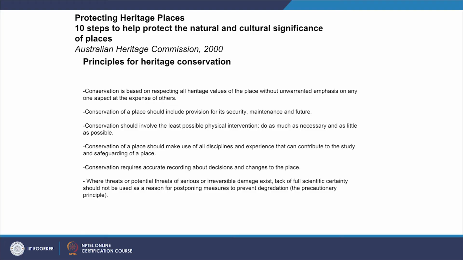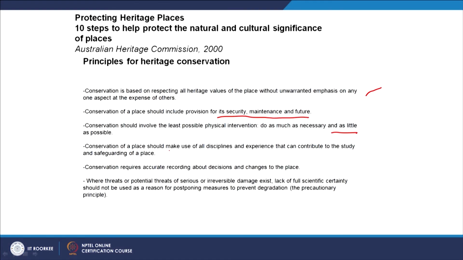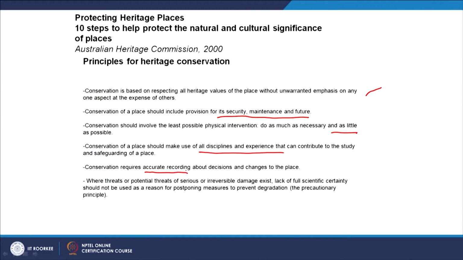Conservation should involve the least possible physical intervention: do as much as necessary and as little as possible. And conservation of a place should make use of all disciplines and experience. So it is a multidisciplinary approach. It is not just an architectural orientation only. Conservation requires accurate recording. It is not about an approximate. It is accurate recording of decisions and changes to the place.